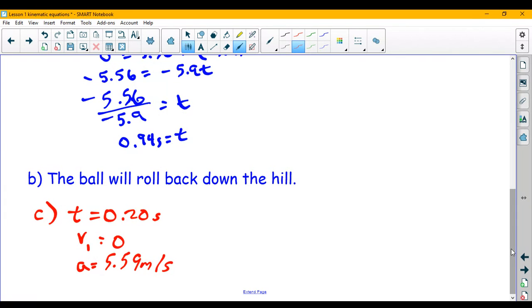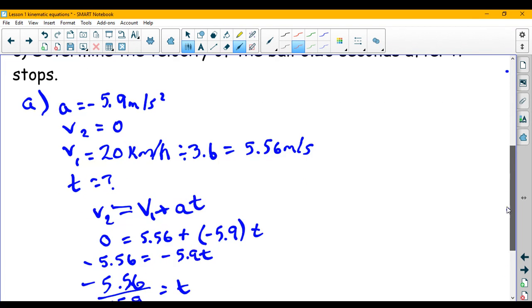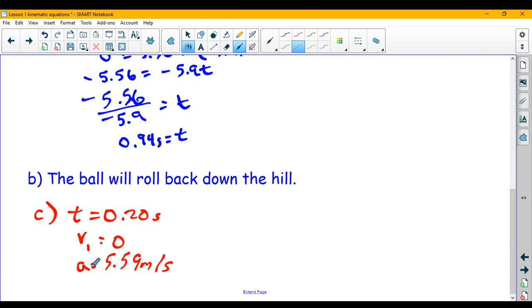It asks me, what will the velocity be at this time? So that means I want to know what is V2. I want to know what V2 is. So I know my givens. I'm going to pick an equation. I'm going to pick this guy because it has everything I have plus everything I need to know. So there we go. V2, I don't know what that is.